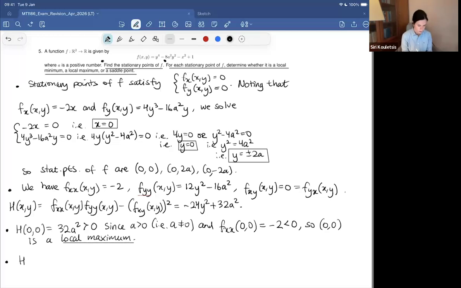Now, when it comes to the remaining stationary points, so (0, 2a) and (0, minus 2a), I'm just noticing here that when it comes to the Hessian here, well, the y is squared. So plus or minus 2a is going to give me the same number. So I can actually deal with both of these in one go. You don't have to, but it saves a little bit of time.